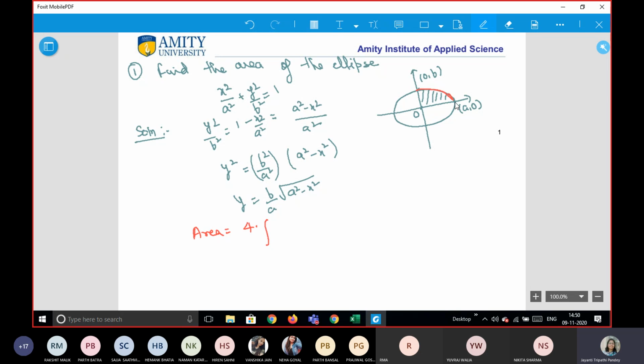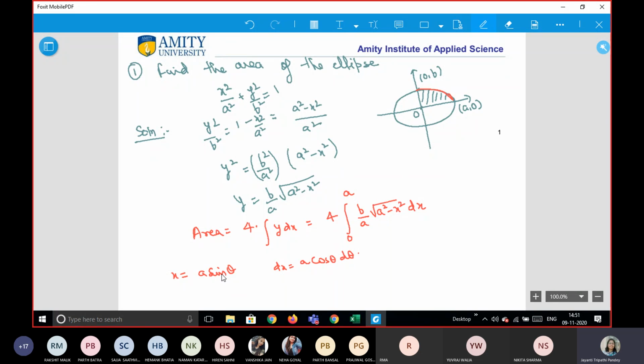What is the range of x for this? You can write it as y dx, 0 to a. What is y? b by a root a square minus x square dx. What substitution should help us here? Anything, sine or cos will help. Suppose you write x is a sine theta, right? So dx is a cos theta d theta.